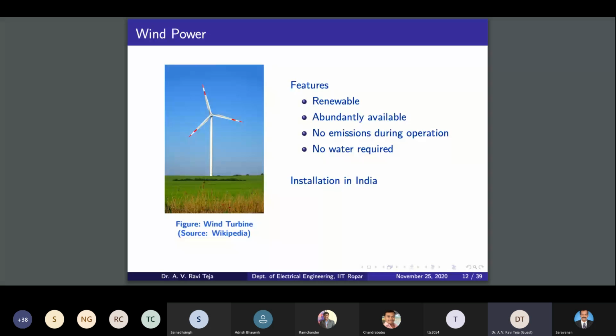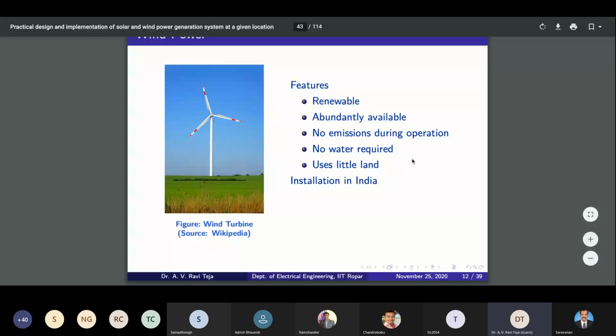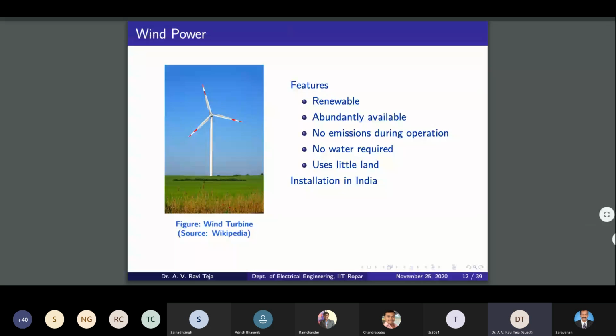And another advantage of wind is it uses little land. If you see the horizontal axis wind turbine as shown in the figure, it only requires place for the tower. After that, all these parts are placed on the top so that you don't require land. So this can be placed in farms and buildings everywhere, right?